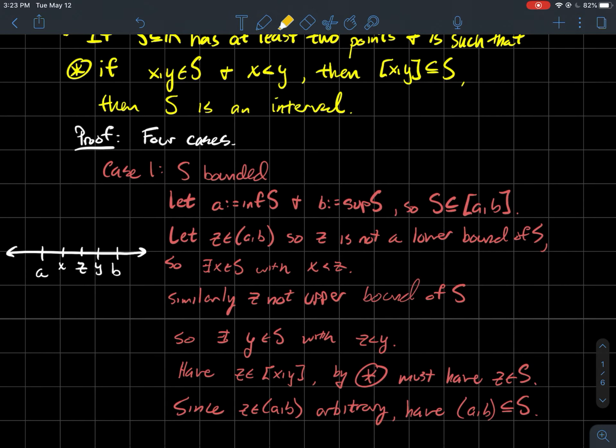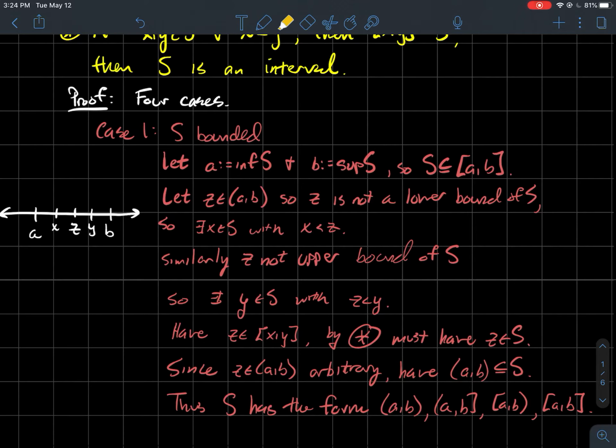So what did we just show? Any Z between A and B is an element of S. So since S is contained in that closed interval, but that open interval is contained in S, that means that S has to be one of the following intervals: just the open one itself, one of the half open ones, or the closed interval from A to B. Now, that was case 1 of this.